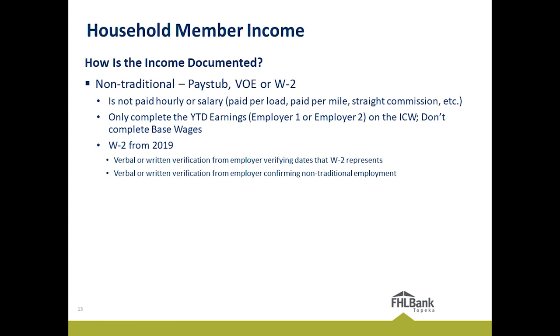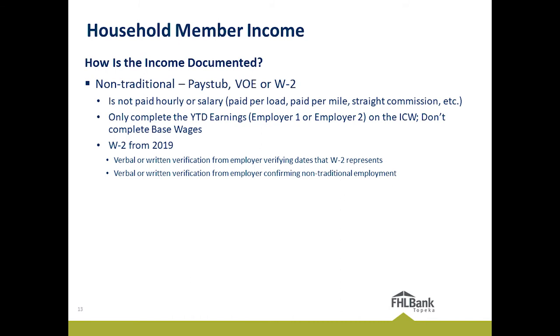Non-traditional income includes household members that are not paid an hourly wage or a salary. Some examples of non-traditional income are household members paid per load, paid by the mile, or paid straight commission. If the household member's income is non-traditional, provide the 2019 W-2.